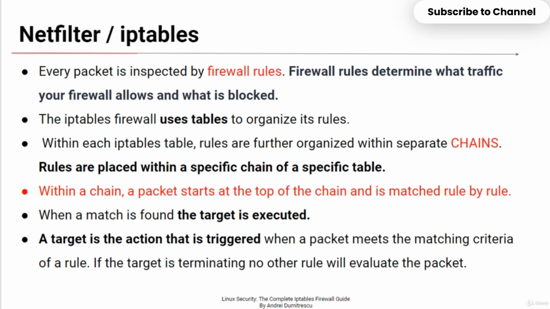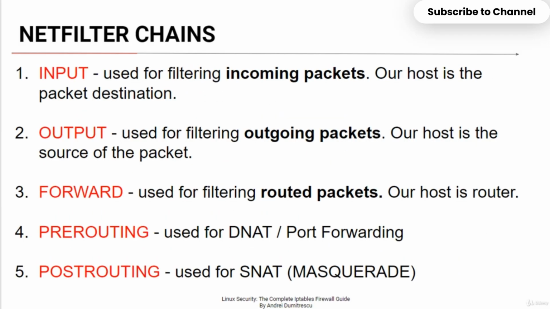If the packet reaches the end of the chain without a match, the default policy for that chain is applied. There are two policies, DROP and ACCEPT, and the last one is also the default one. We'll talk more about policies in subsequent chapters. Let's move on and see what chains are available in netfilter. There are 5 built-in chains.